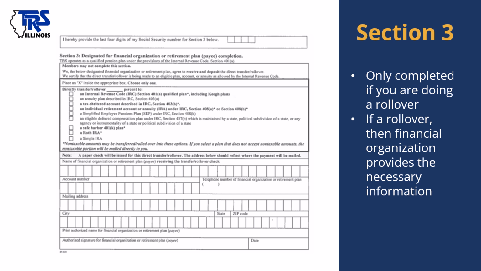Section 3 is only filled out if you selected to roll the money over in Section 2. If you are taking a paper check, leave this blank.